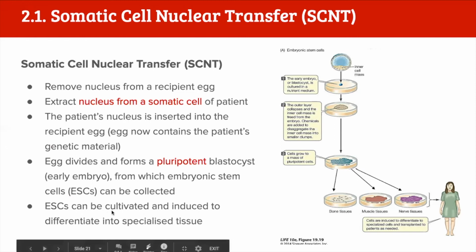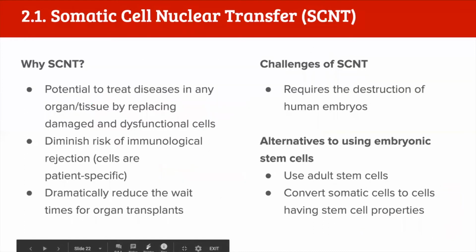And then the embryonic stem cells can then be cultivated and induced to differentiate into specialized tissue for that patient. So again, in this diagram, you've collected the embryonic stem cells from this blastocyst that you've created. You basically induce it to form different cell types for the patient. So you can form bone tissue, muscle tissue, or nerve tissue, and that can go into that patient as needed.